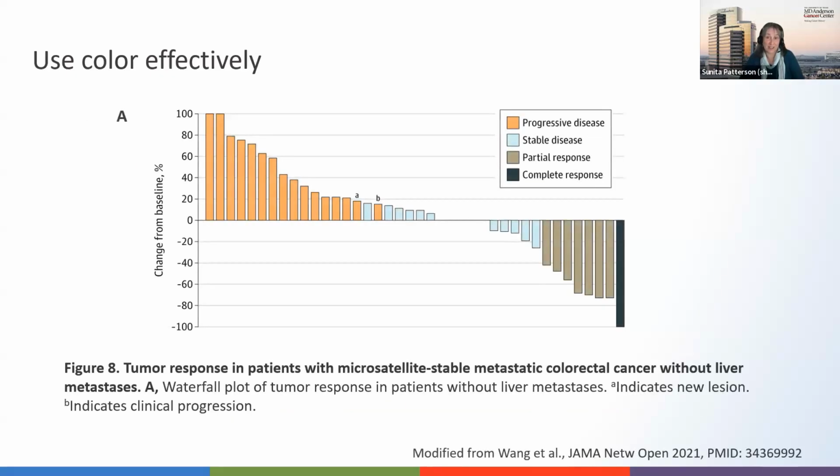Here's an example of color done well. This is a waterfall plot with each bar representing one patient's tumor response to immunotherapy. The size of the bar represents the percentage change in tumor size from baseline. The colors represent the response group. This is an attractive and purposeful use of color. And in the article, the authors used the same color scheme for all the figures. So in each figure, orange represents progressive disease, blue represents stable disease, and so on. This brings me to my final tip for effective figure design.